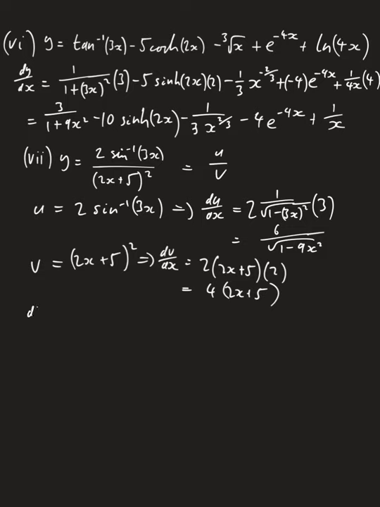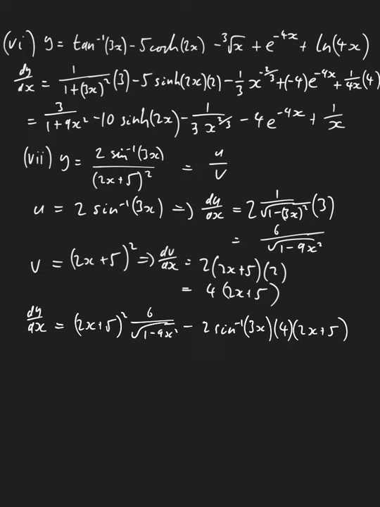We say that dy dx by the quotient rule is equal to v times du dx. So that's 2x plus 5 squared. That's v times du dx, which is 6 over the square root of 1 minus 9x squared, minus u times dv dx. So u is 2 inverse sine of 3x times dv dx, which is 4 times 2x plus 5. And all over v squared, which is 2x plus 5 to the power of 4.